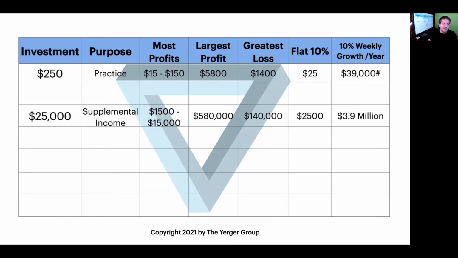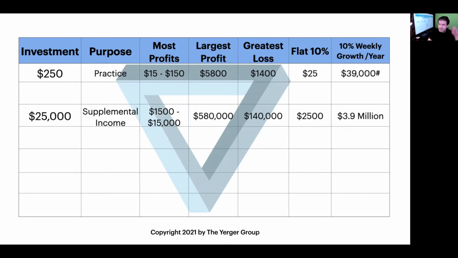Now, based on that $25,000, if we were to take out 10%, that would be $2,500. What am I talking about there? A flat 10% off that 25,000. If we grow the account that much per week, per every 2 weeks, or per every month, that is what you would be taking out to pay yourself. And now you see how this is supplemental income. If you're growing that 10% per week, that's more than $100,000 a year. That is a full-time job.